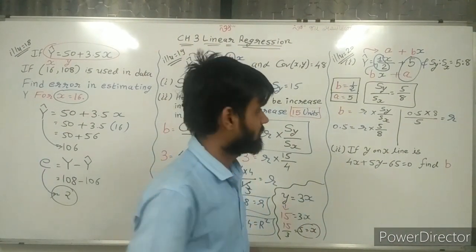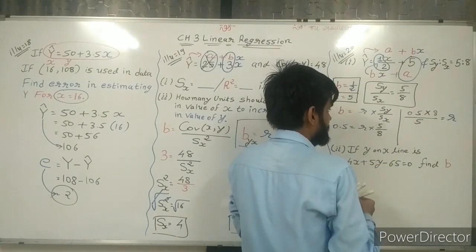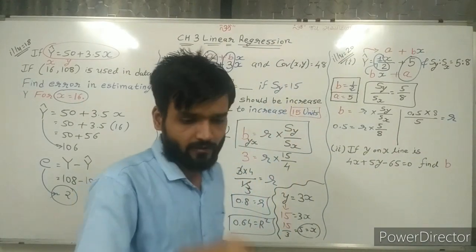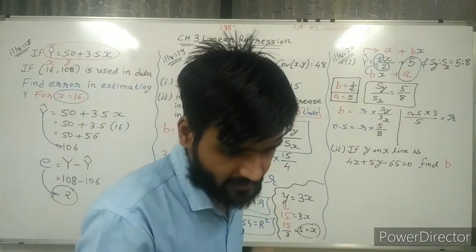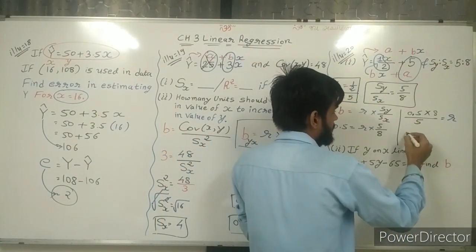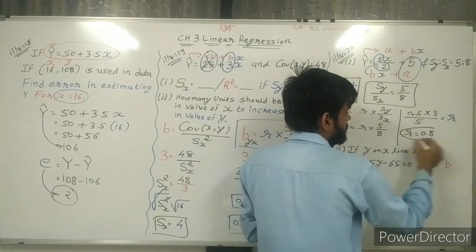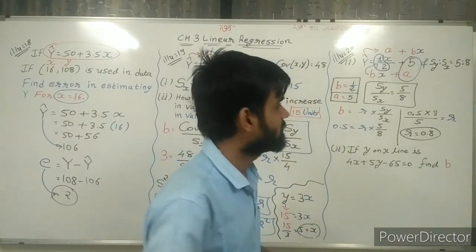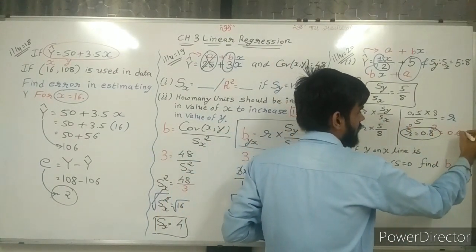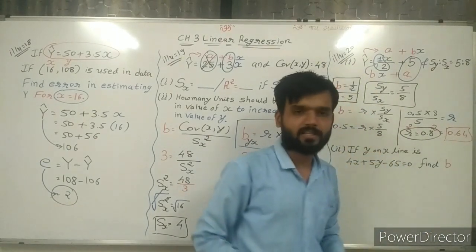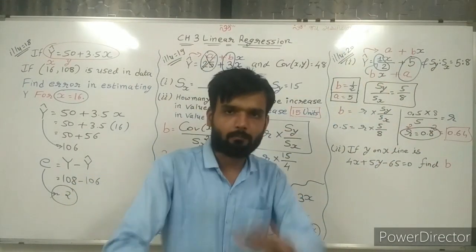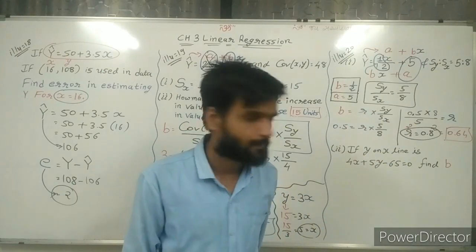Now sir, what is the solution of this? 0.5 into 8 divided by 5. If you find this value, you will get 0.8 as the answer. So r is equal to 0.8. What do we need, sir? R square. So make the square of this. Again, the answer is 0.64. Coefficient of determination is 0.64. Clear, sir? Complete, 100% clear.